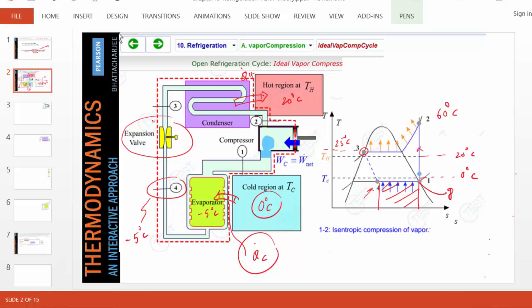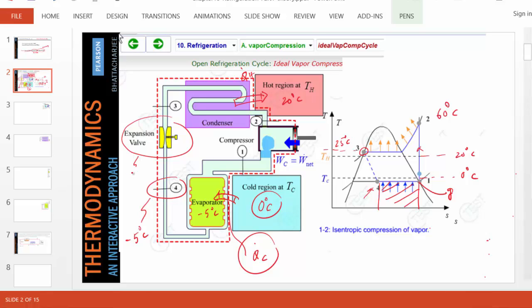In an expansion valve, what happens? The pressure drops rapidly, and because there is no heat transfer, you can show that if there is plenty of friction, it is possible to reduce the pressure. So it's not an isentropic expansion. It's quite the contrary. The pressure drops because of friction. We can show that enthalpy remains constant and the temperature drops.